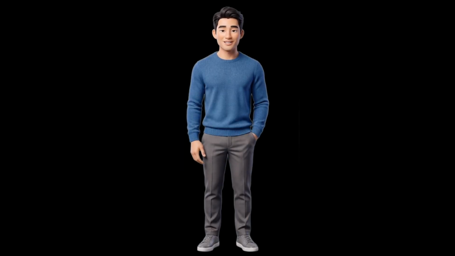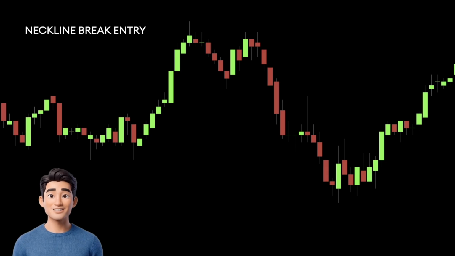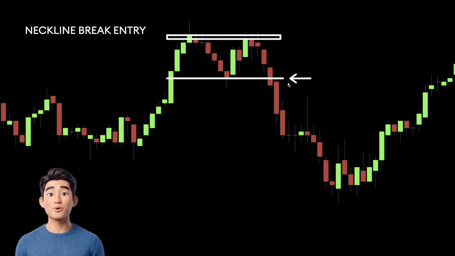We'll begin with the first one, the neckline break entry. Let's start by looking at the double top pattern. You'll notice that after the two highs are formed, a neckline is drawn based on a recent swing low. The key moment comes when the price breaks below that neckline and makes a lower low. This confirms the trend reversal. And at this point, you'd enter a short position as the market is signaling a shift from bullish to bearish.